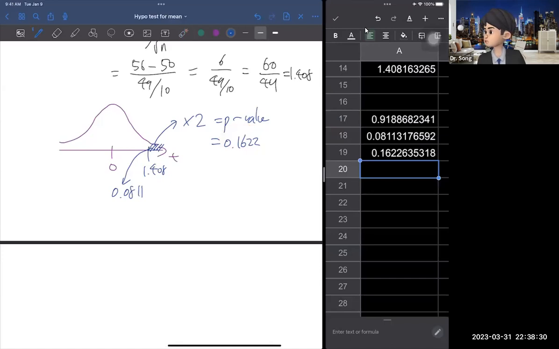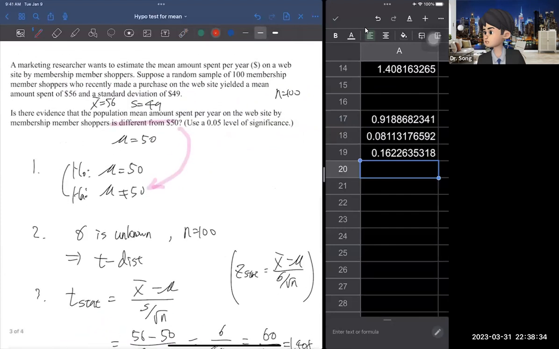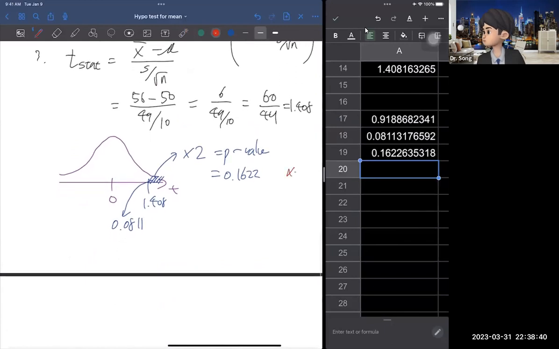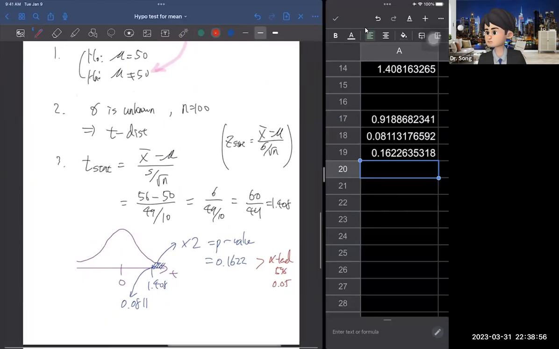Now, you compare with the alpha level. So here, the alpha level is given as 5% because it says use a 5% level of significance. So alpha level, 5%, 0.05. Then it turns out your p-value is higher than 0.05. That means you do not have strong evidence to reject the null hypothesis. Okay. All right, so that's it.